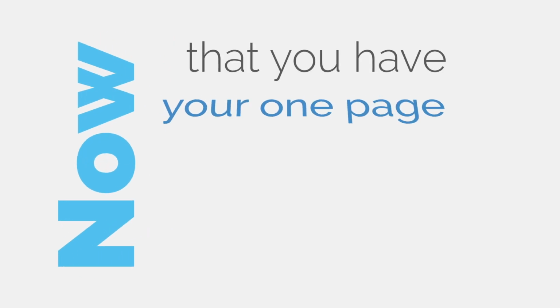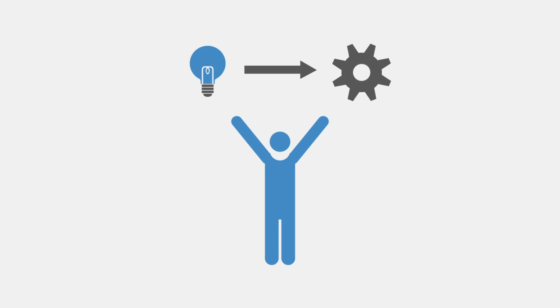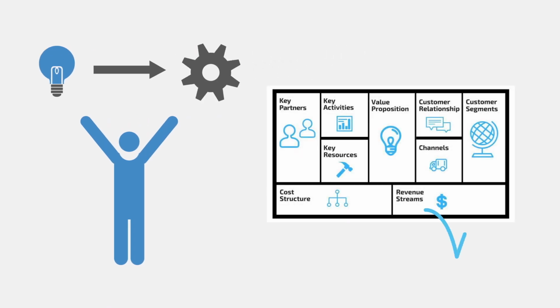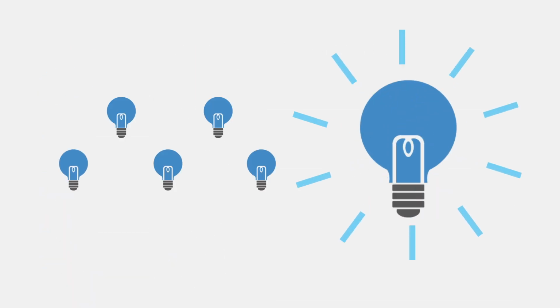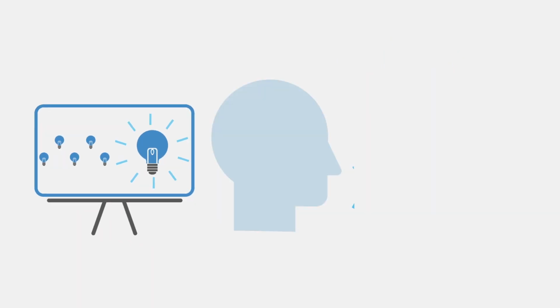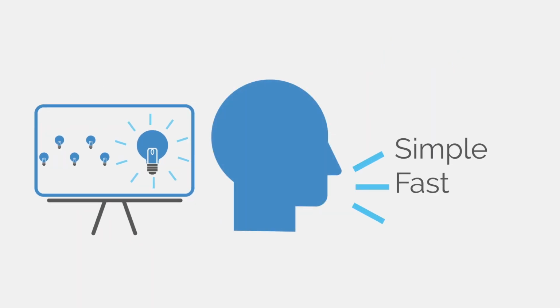Now that you have your one-page business plan, you are ready to go to the next step and start implementing it. The Canvas model is very useful to put ideas in order, as well as a powerful presentation tool if you need to pitch your idea in a very simple, fast, and visual way.